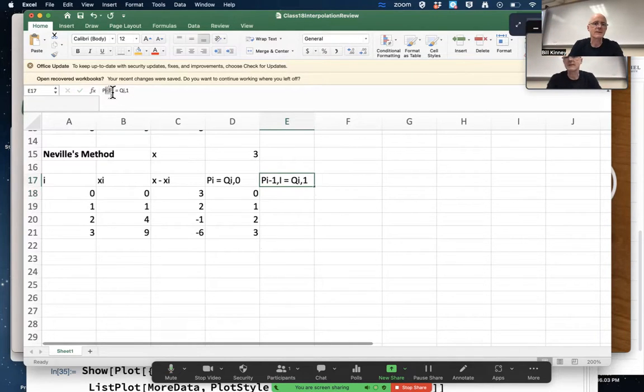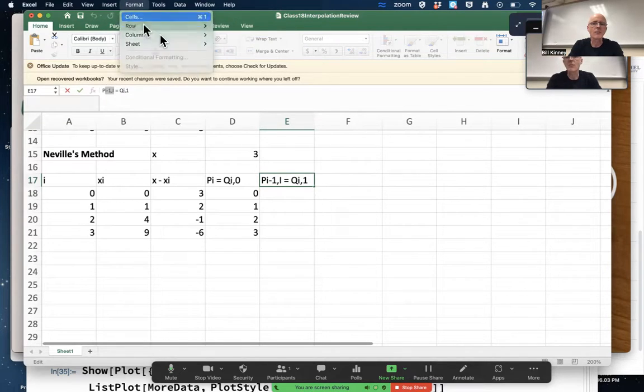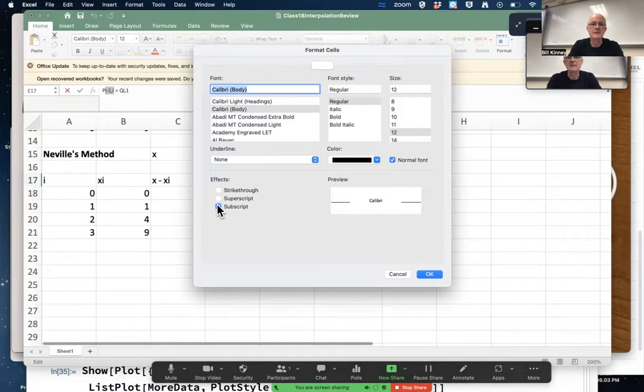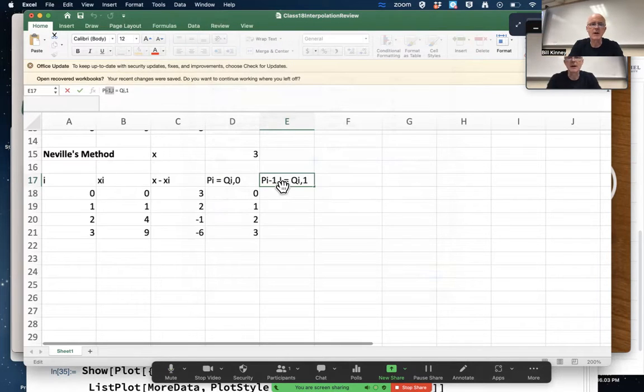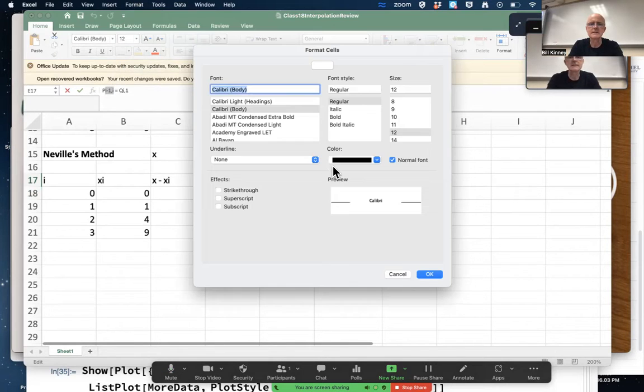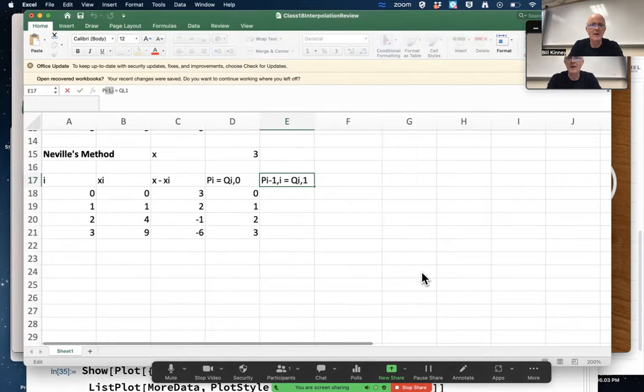Might be nice if we make these actual subscripts. Format, subscripts. Oh, it didn't work. I don't know why it didn't work. Try it one more time. I don't know why that didn't work. Format, cells, subscript. Didn't I click subscript? I don't know what's going on.